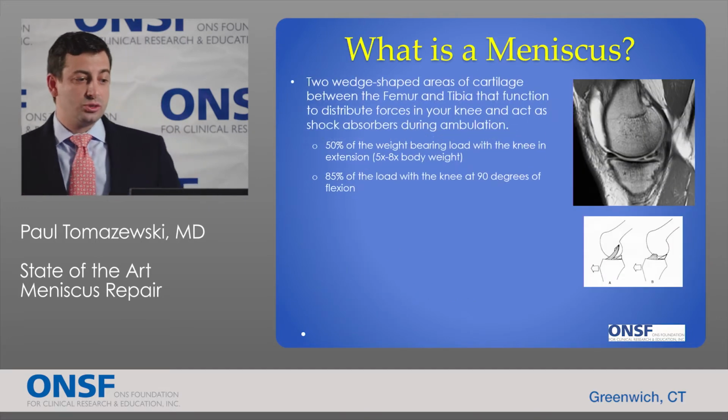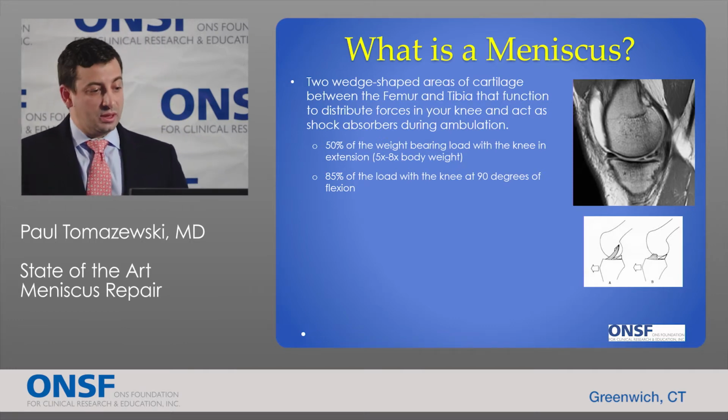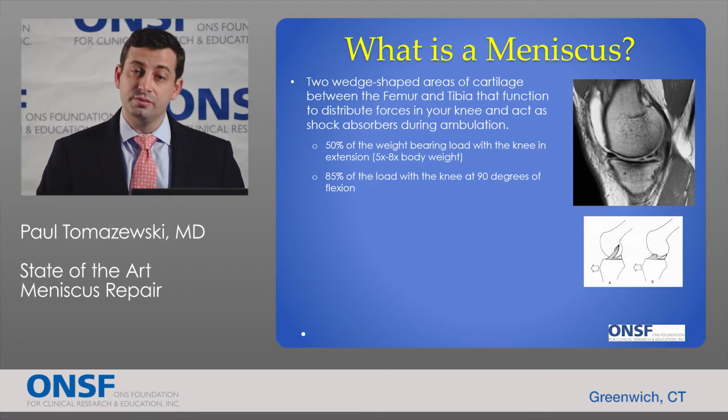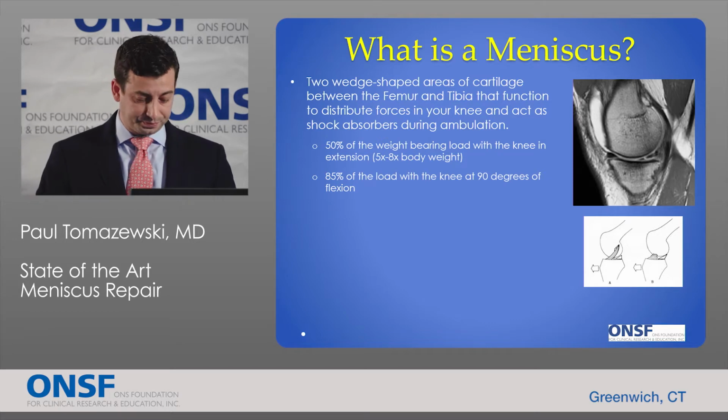So what is a meniscus? There are two wedge-shaped areas of cartilage between the femur and the tibia that function to distribute forces in your knee and act as shock absorbers. They bear 50% of the weight-bearing load when your knee is in full extension and 85% when your knee is at 90 degrees of flexion.